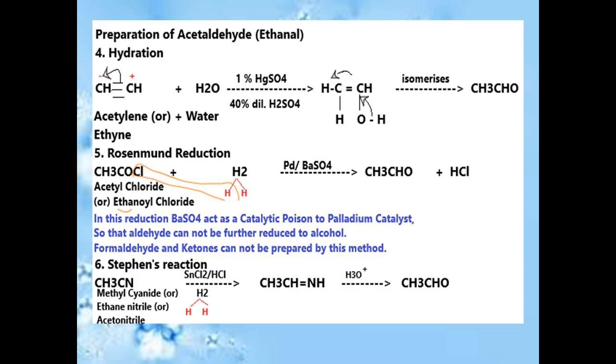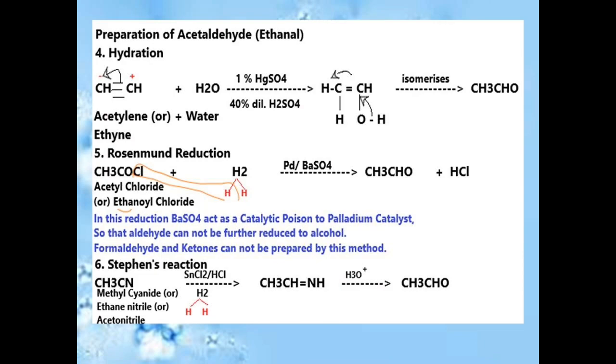That compound isomerizes. What does isomerizes mean? The electrons of the OH bond move to the carbon, so that the hydrogen becomes H plus. That H plus is added to the first carbon, and it changes to acetaldehyde.